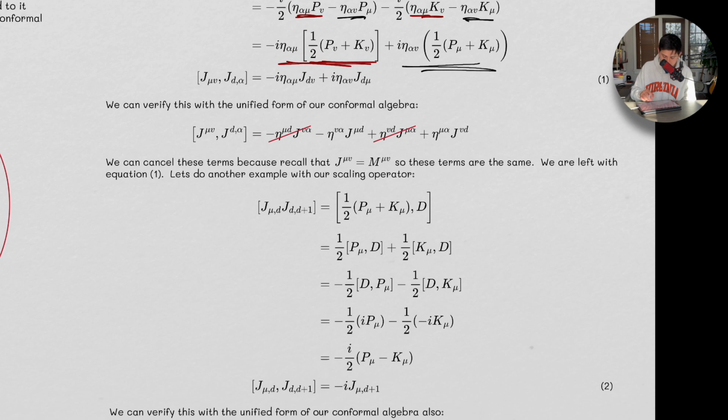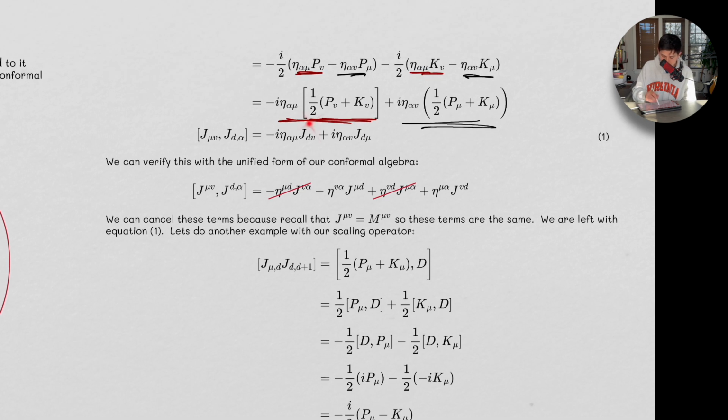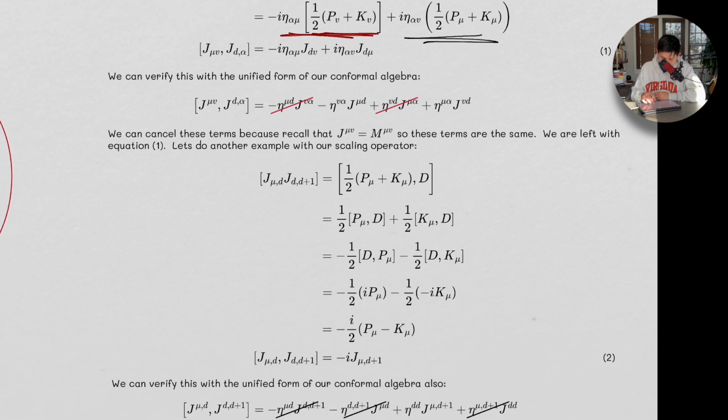So we're left with equation 1, right? So here's equation 1 here. Because we have this right here, which is right here, and this right here, which is right here. It's a difference between the two, right? So now, excuse me, we have this guy. We were able to verify it now. So let's do the other example.